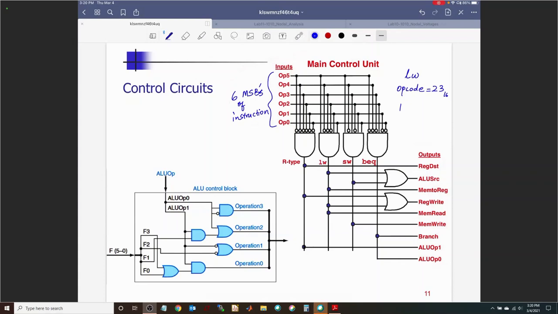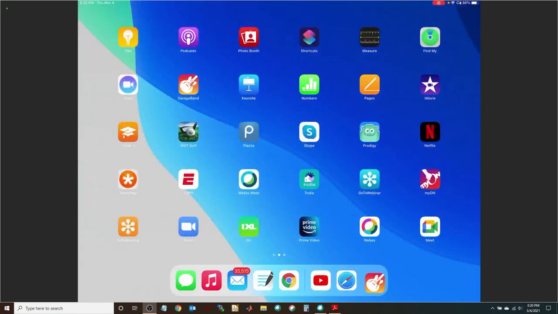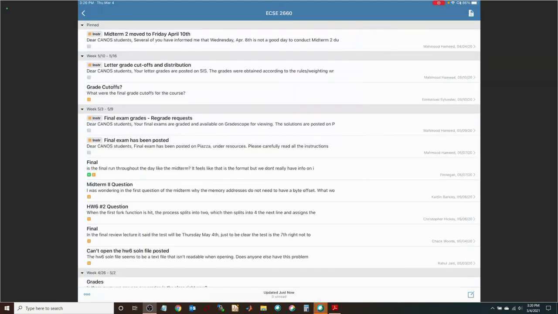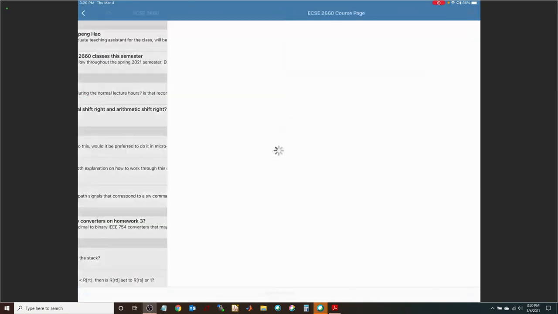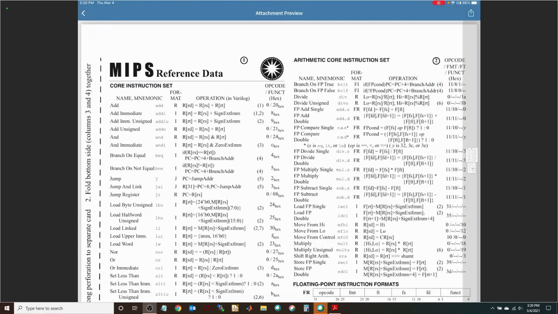Let's see. Did we get that? 16 plus 4 plus 2 plus 1. We got 16, 8, 4, 2, 1. Is that right? Let me just check whether the load word opcode is 23. Let me make sure that it is. Going to go all the way down, MIPS green card. Jump, no, not jump. Load word. Load word, yes, 23.